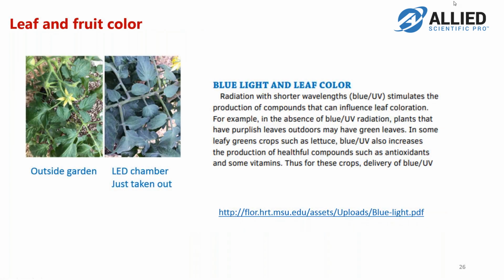Leaf and fruit color. You can see here that the leaf color is different. This is the leaf that has been just taken out of the LED chamber, and compare this with what is from the outside garden. So you see there's darker colors. And papers support the idea that having more blue light, which was the case for us in the LED chamber, produces darker colors.